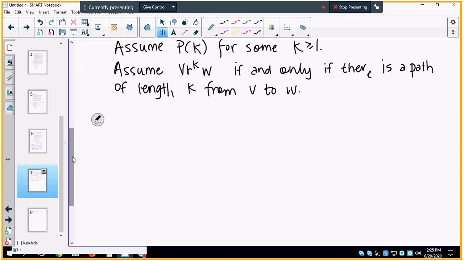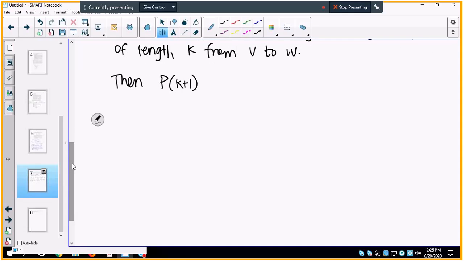So let's examine the proposition for Pk plus 1. So this proposition would be that V relates W with respect to the relation r to the k plus 1 if and only if there's a path of length k plus 1 from V to W. So I'm going to say then for Pk plus 1.